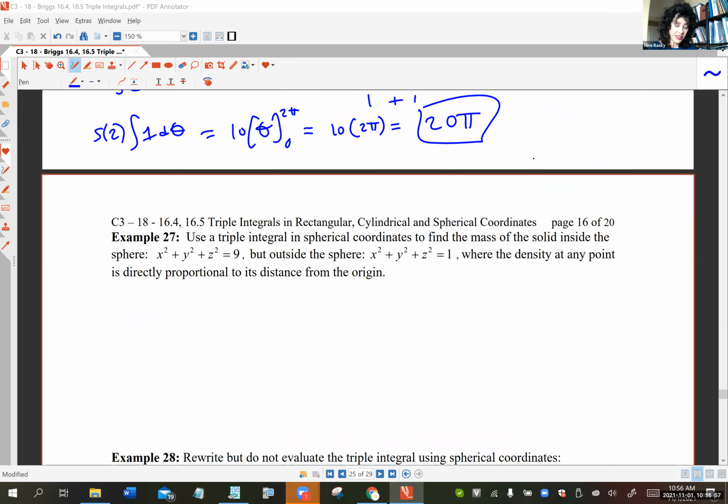Okay, let's do one that's a little bit trickier. Started off easy for a reason. I know. Yeah, we got some more.